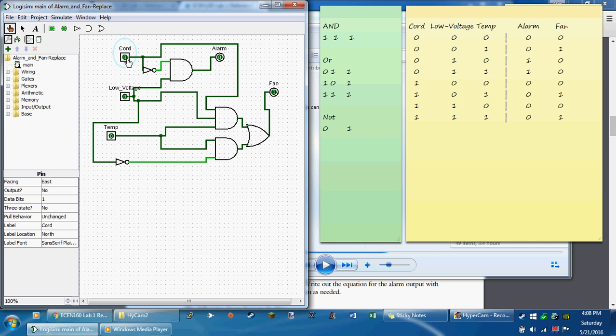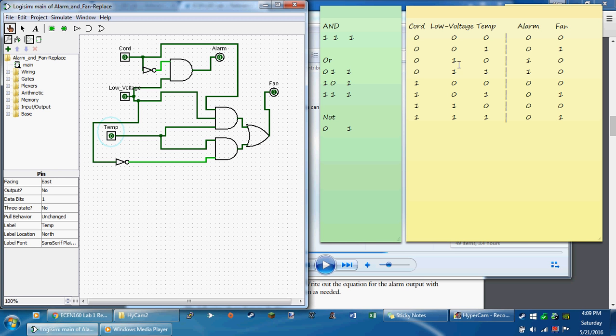So these are our 3 inputs. If the laptop's hot, then I guess the thermometer will trigger the electricity there. If it's low voltage, then it'll send electricity there. If the cord's plugged in, then it'll trigger this input. So let's test out all these different combinations. They're all 0 right now, and we can see that both the alarm and fan are off, represented by zeros. Now let's turn the temperature on. Only the fan turns on.